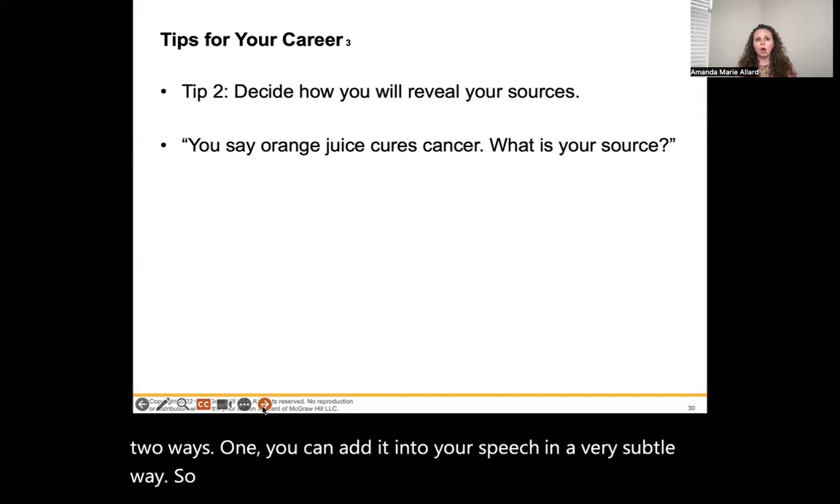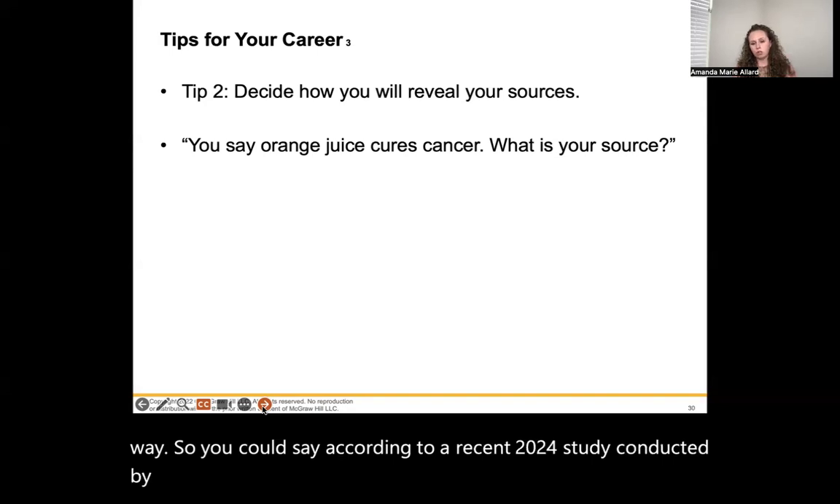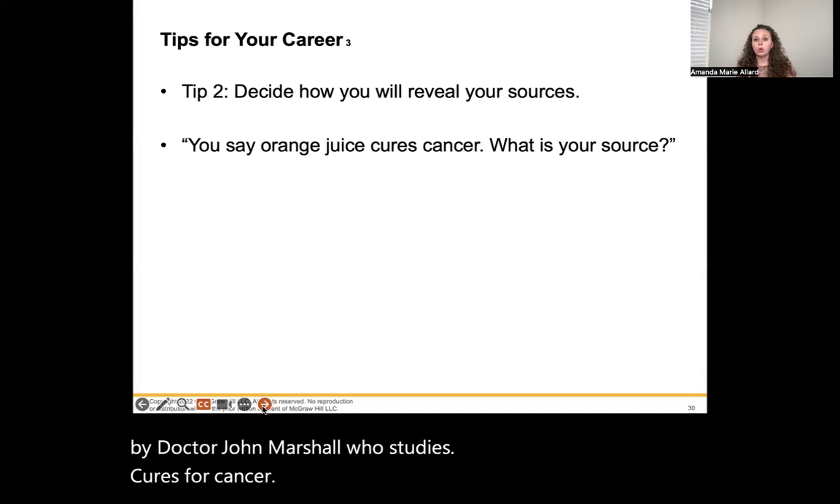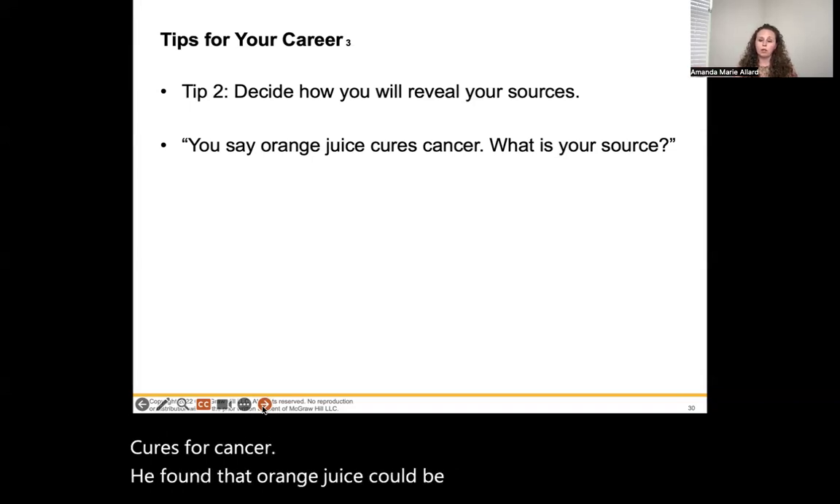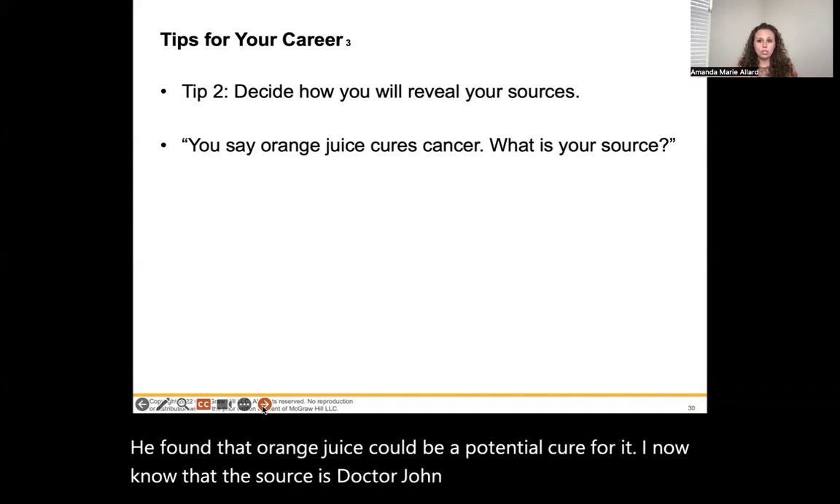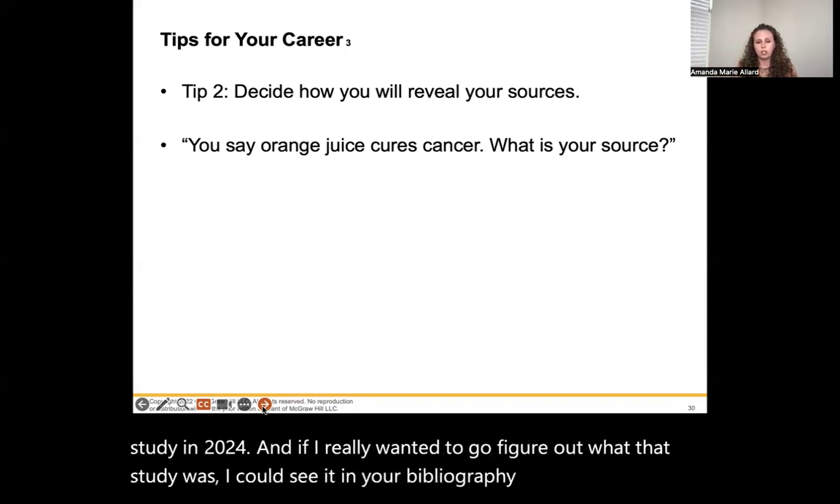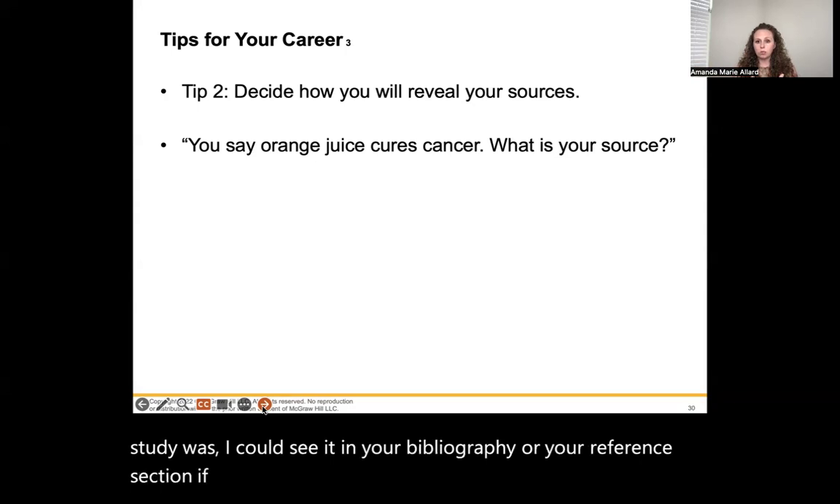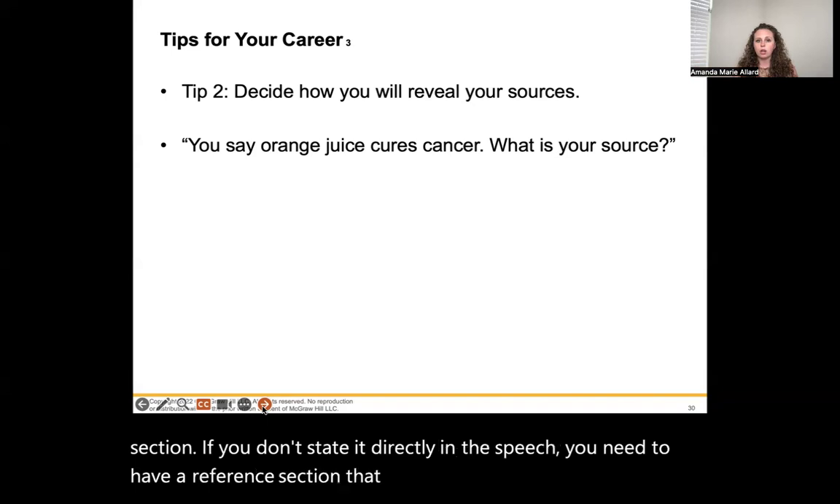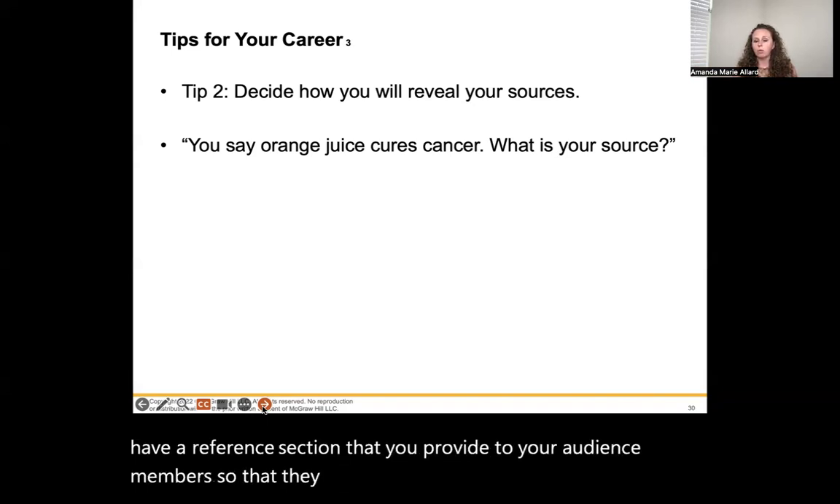So you could say, according to a recent 2024 study conducted by Dr. John Marshall, who studies cures for cancer, he found that orange juice could be a potential cure for it. I now know that the source is Dr. John Marshall and that it's a recent study in 2024. And if I really wanted to go figure out what that study was, I could see it in your bibliography or your reference section. If you don't state it directly in the speech, you need to have a reference section that you provide to your audience members so that they can follow along with it.